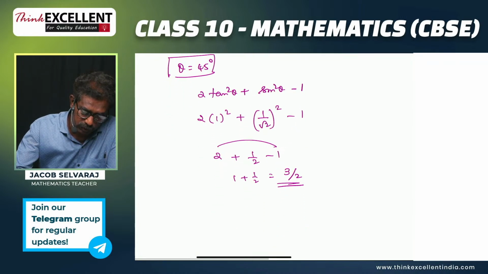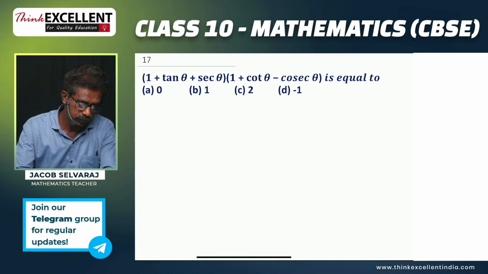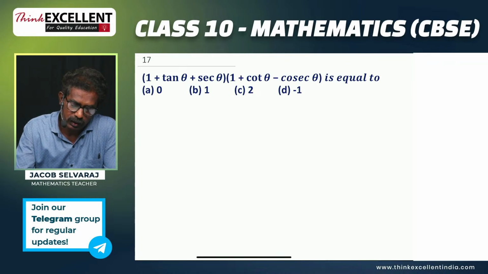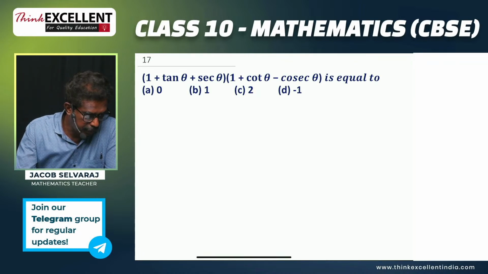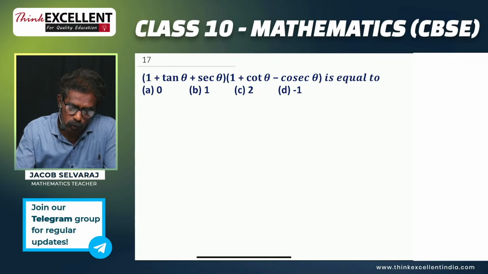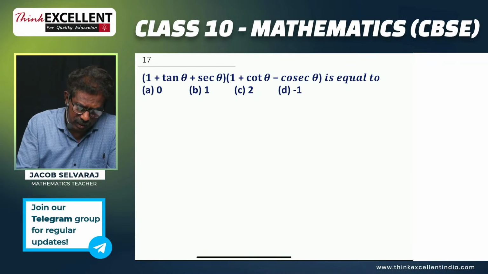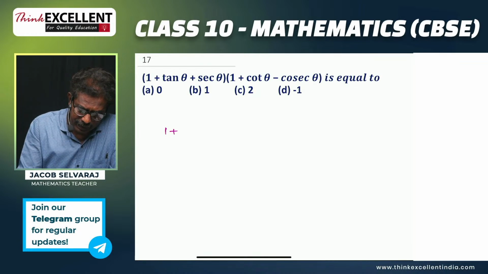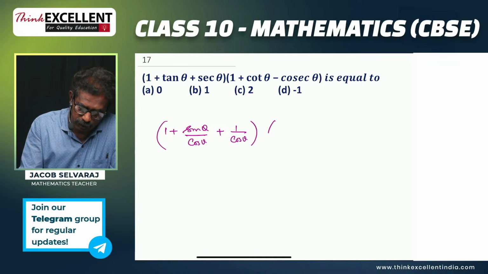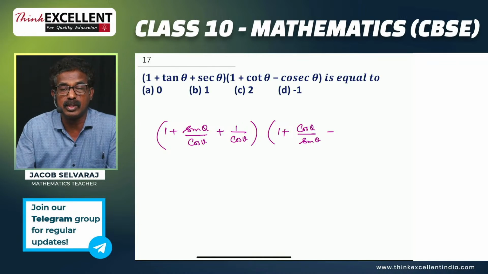Now let's move on to question number 17. Look at this question. 1 plus tan theta plus secant theta into 1 plus cot theta minus cosecant theta is equal to. So what we do here, we change everything into sin and cos. 1 plus tan theta can be written as sin theta by cos theta plus secant theta is 1 by cos theta, into 1 plus cot theta, it is cos theta by sin theta minus cosecant theta, that is 1 by sin theta, right?